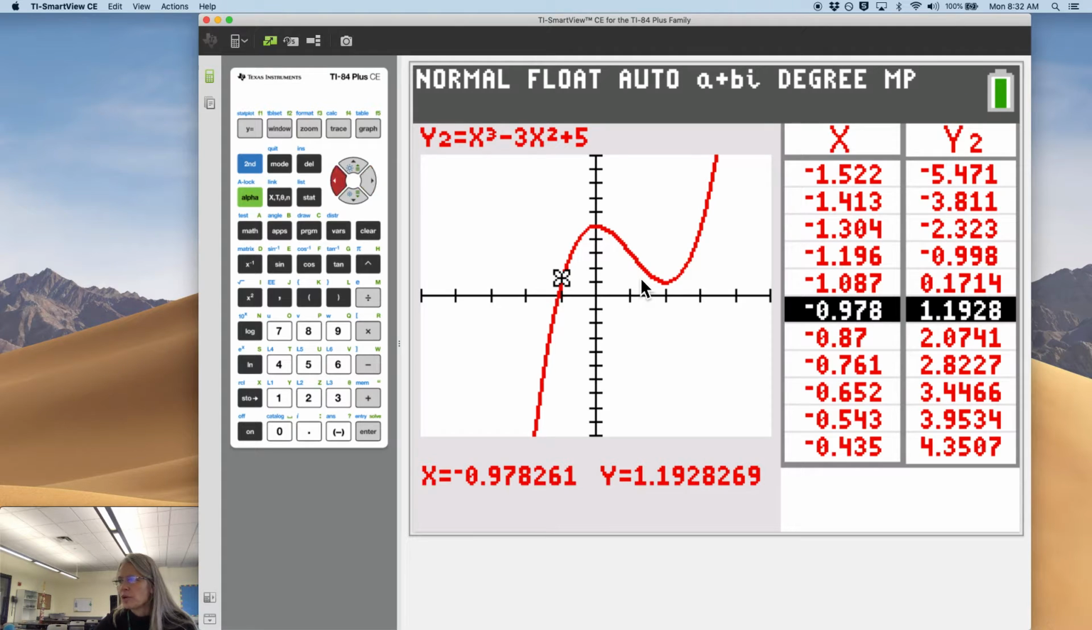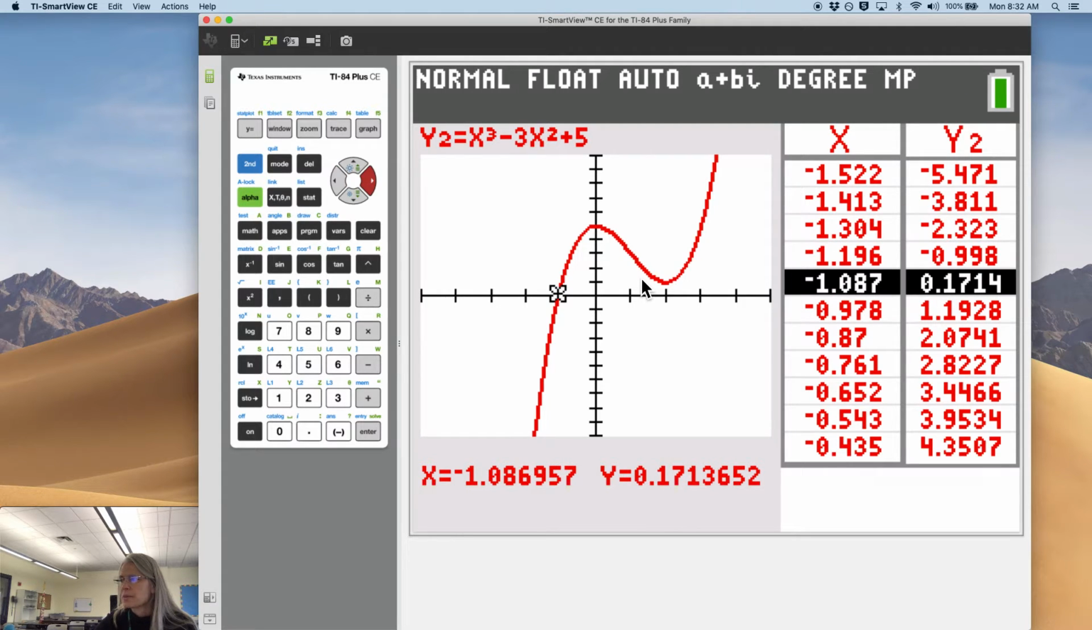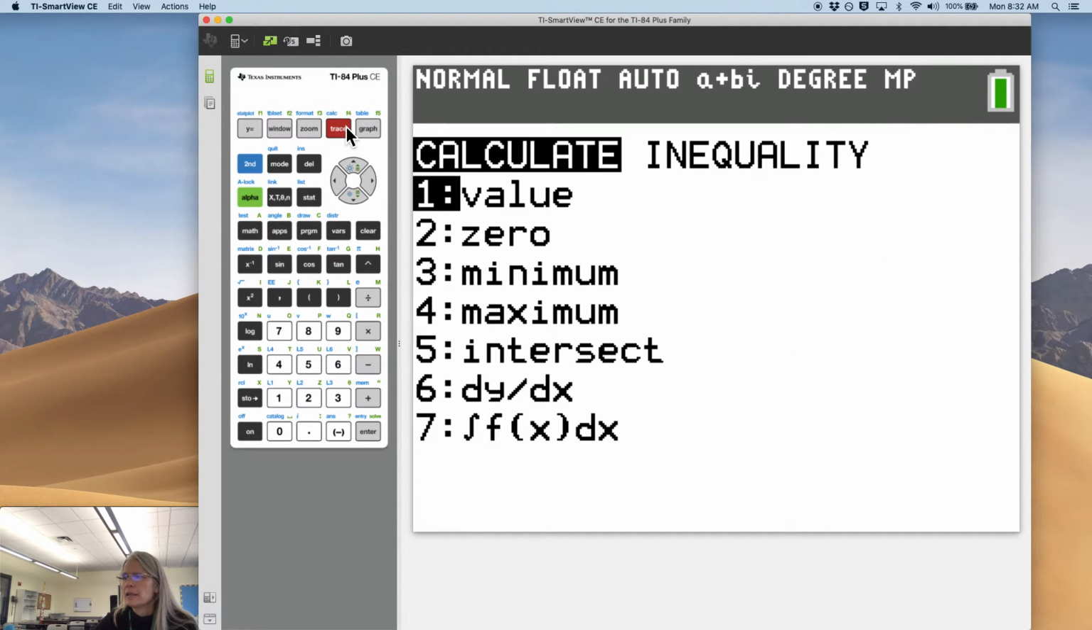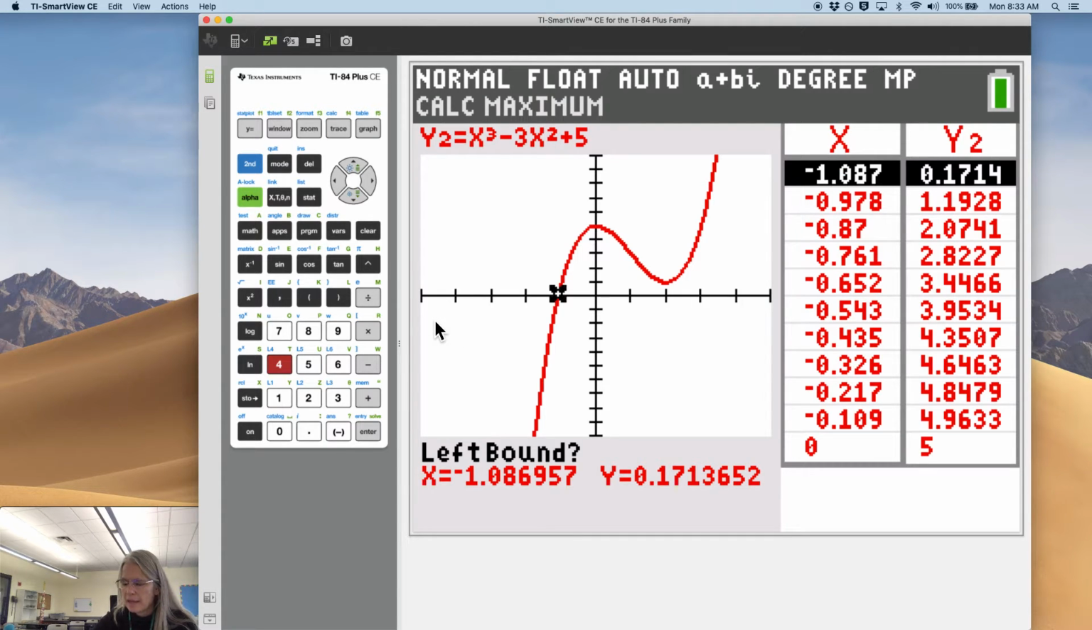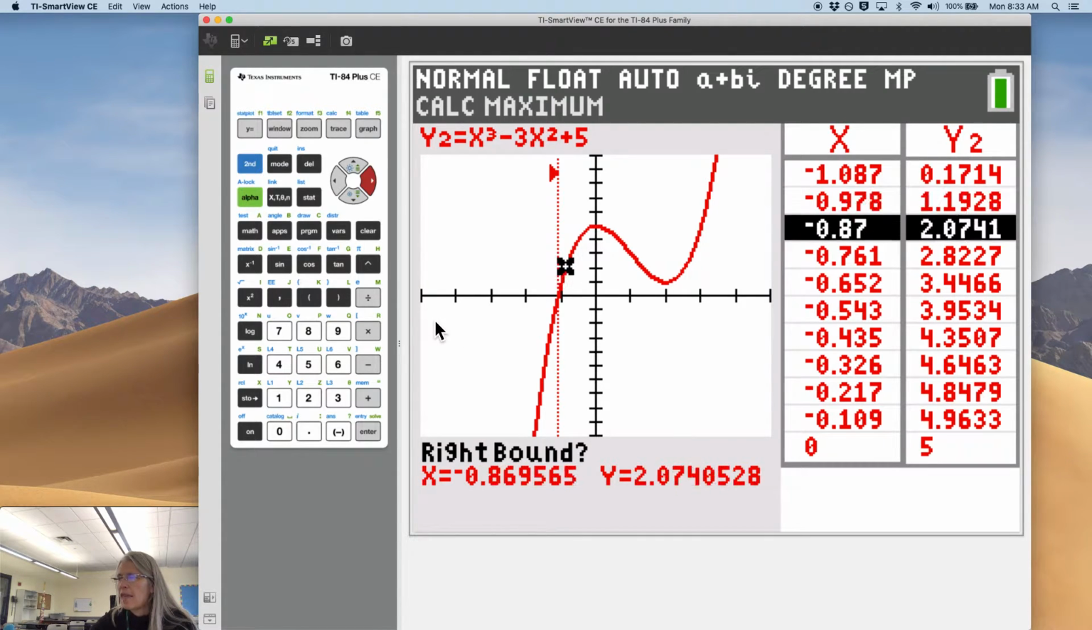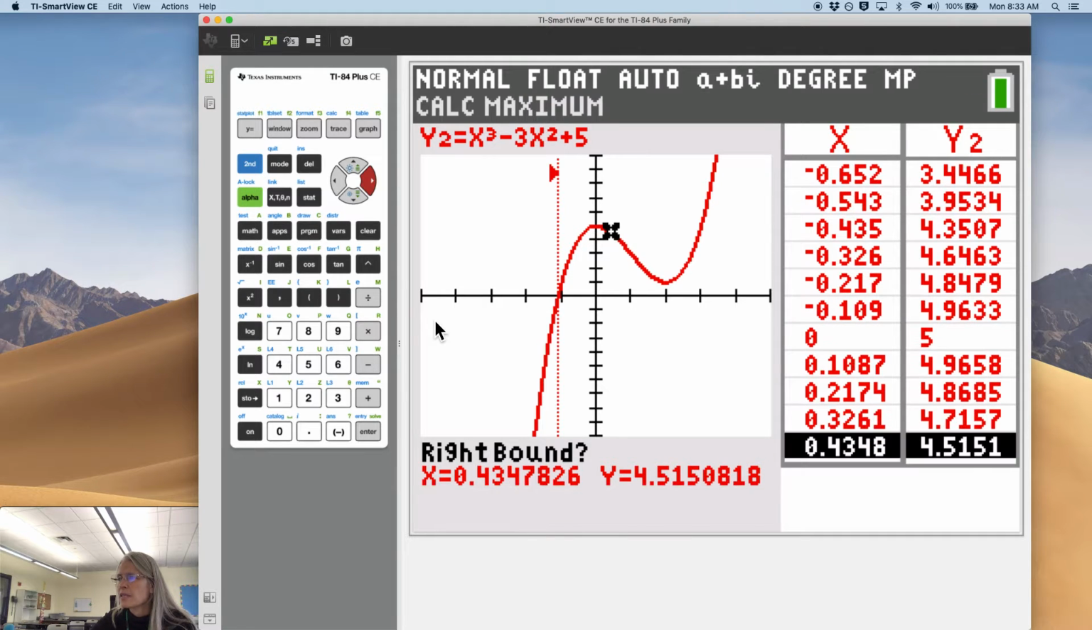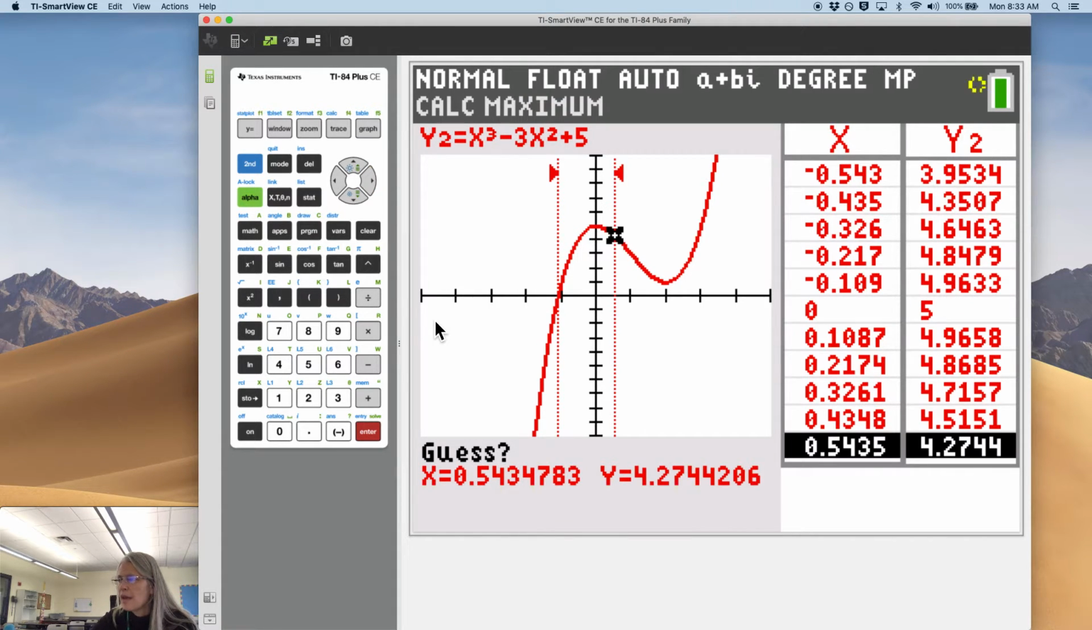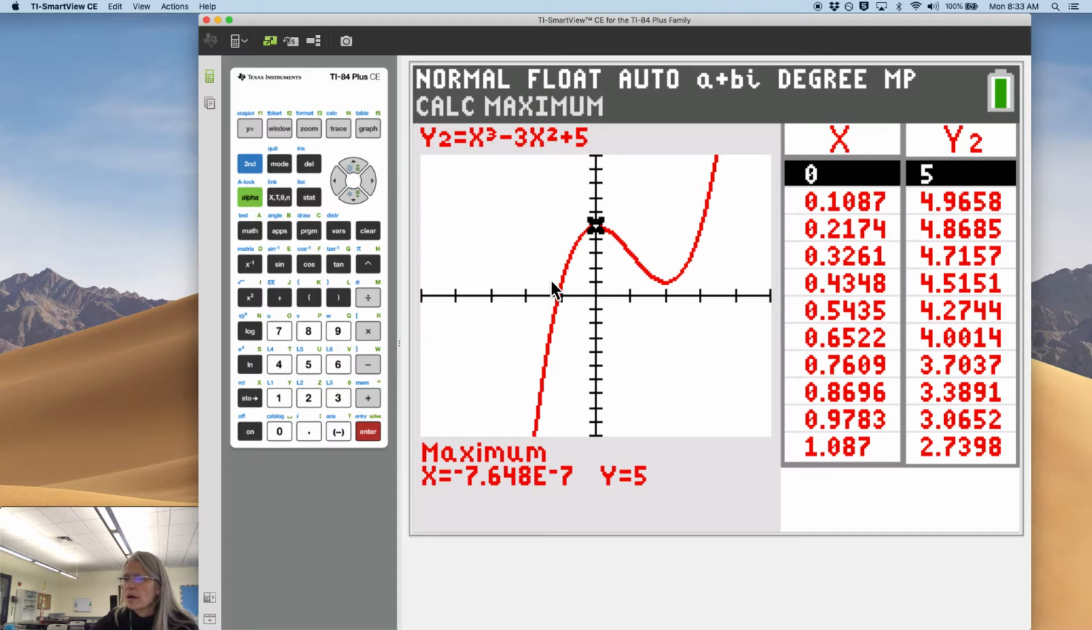Okay, so in between those two values, there's got to be an x-intercept. Okay, so now let's figure out how to find the local max. So we're going to go to second calc again, and we're going to find a maximum. So we're going to hit 4, and the left bound, you can just put it there. And then we know it's got to be to the other side of this guy, and then we hit enter. And there we go, our maximum.